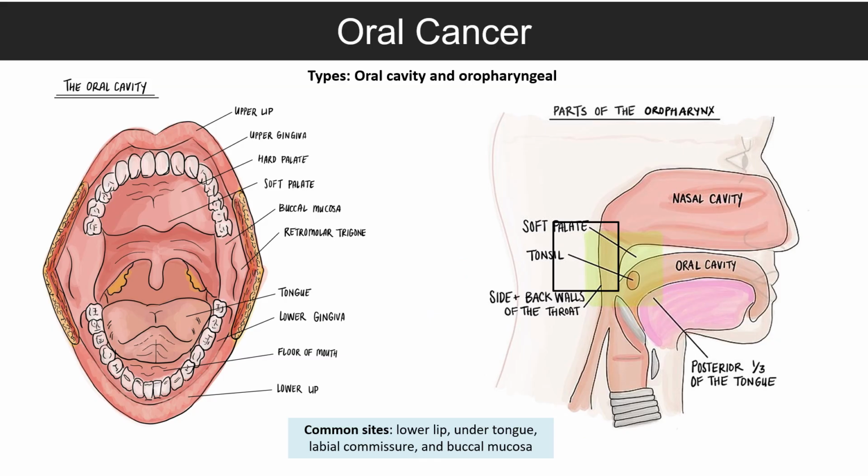Next is oral cancer. So like I always say, you already know what cancer is. So this is oral, and this is what we mean with the oral cavity. So everything you see in this picture on the left is considered the oral cavity, including the soft palate, the tonsils, the posterior third of the tongue in the back, and the side and back walls of the throat. So if you have cancer in any of these areas, we say you have oral cancer.